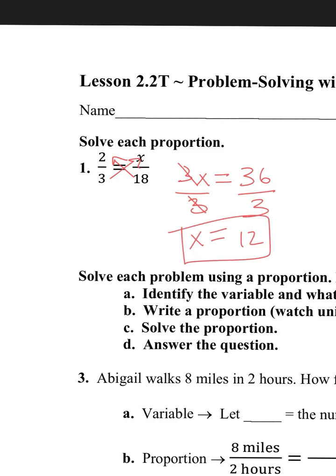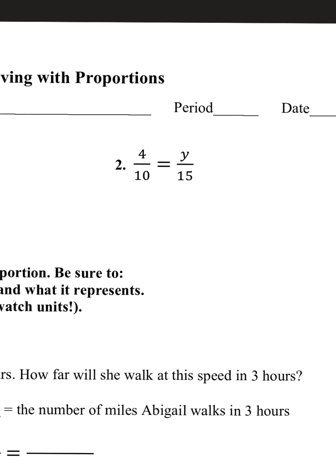Okay, so that's how you solve a proportion using that cross multiply, what I call the cross multiply and divide model. All right, number 2. On number 2, second verse, same as the first.